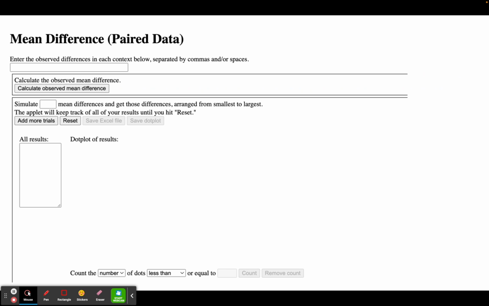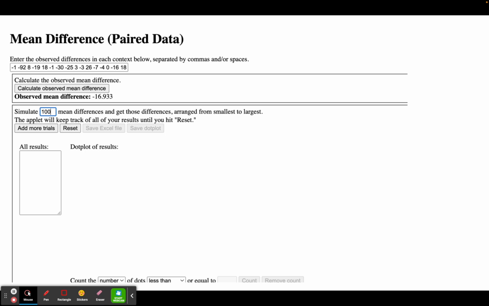Now, at this point, I'd kind of like to pause from your notes and show you the applet that I use to make the dot plot that's given in your notes. And you will be provided with a link to this, but this is the applet for the mean difference. And notice it says they're paired data. So the way that you enter the data is that you have to enter the observed differences in each context below, separated either by commas or spaces.